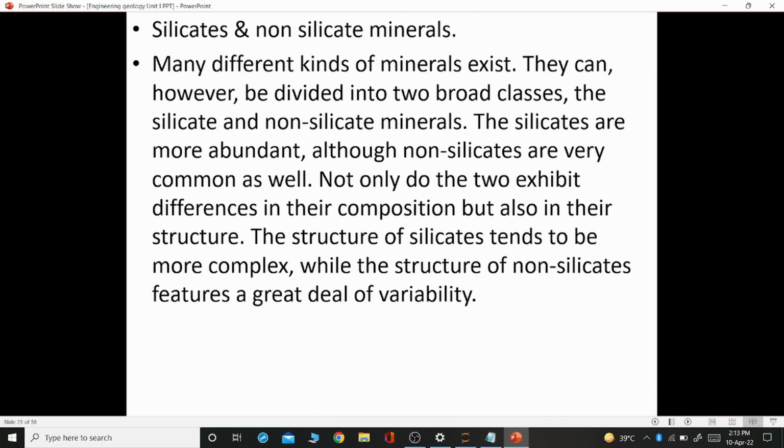Silicate and non-silicate minerals. Many different kinds of minerals exist. They can however be divided into broad classes, the silicate and non-silicate minerals. The silicates are more abundant, although non-silicates are very common as well. Not only do the two exhibit differences in their composition, but also in their structure. The structure of silicates tends to be more complex, while the structure of non-silicates features a great deal of variability.